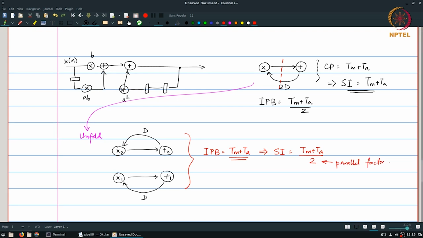In other words, this Lookahead modified IIR filter is able to get a sample interval which is half that of the original IIR filter. Or to put that in other terms, it can process samples at double the rate of the original IIR filter. So we can see that the Lookahead transformation has actually resulted in improving the rate at which we can process samples using the IIR filter.